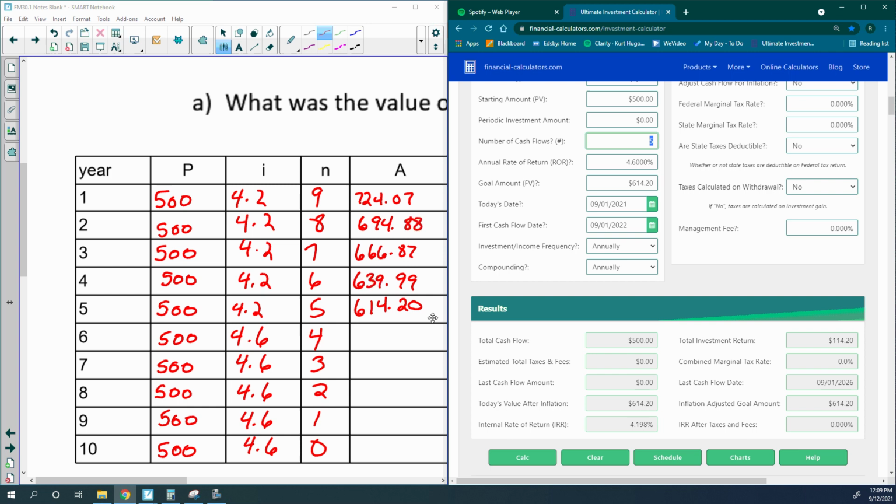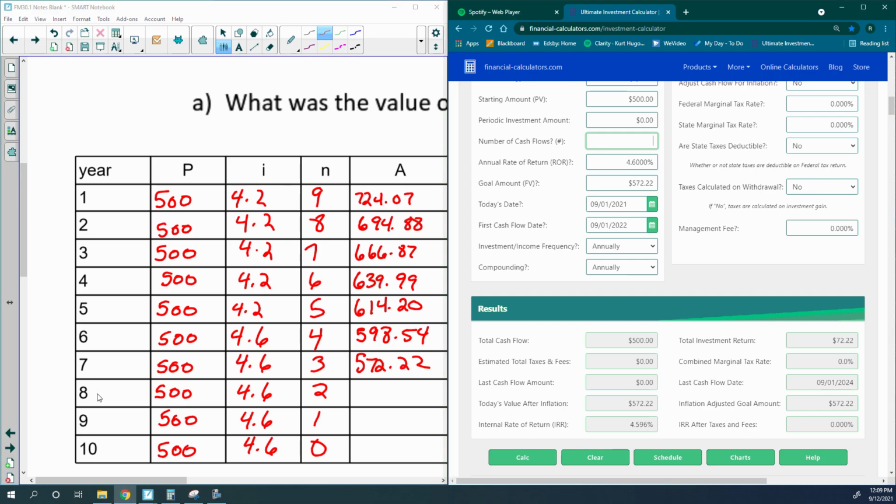So the 6th one has 4 years to go. Put my unknown in, hit calculate. So 598.54. The next one has 3 years to go. Put my unknown in, calculate. So that one is 572.22.